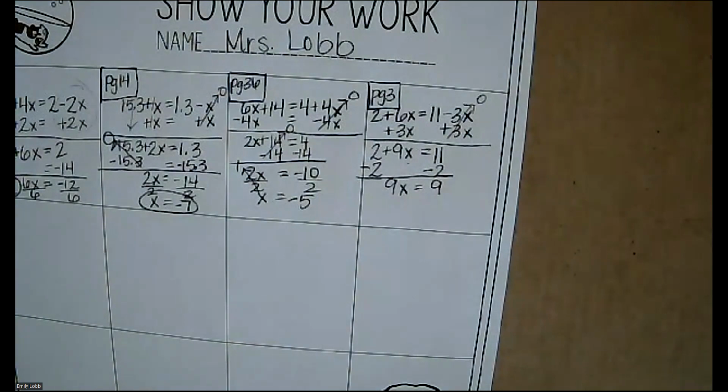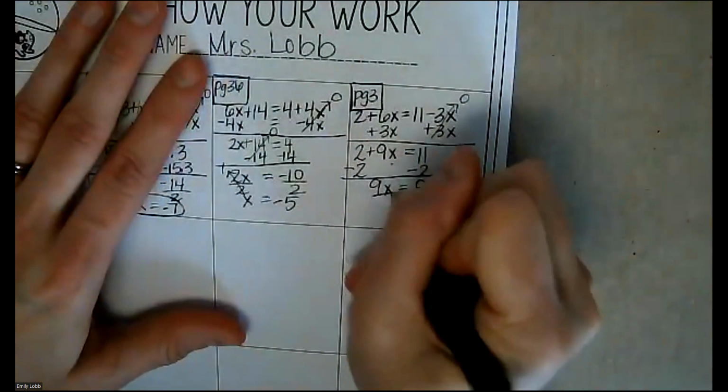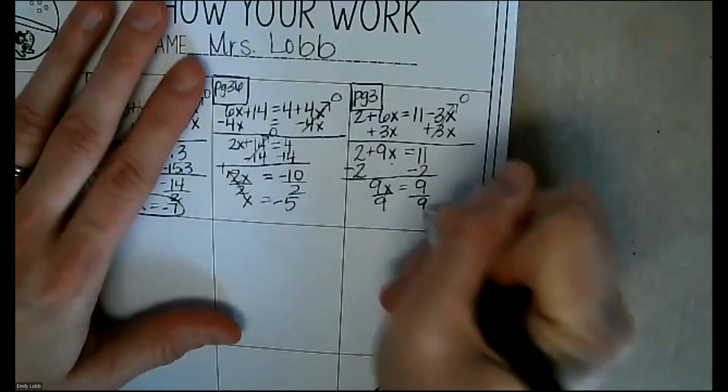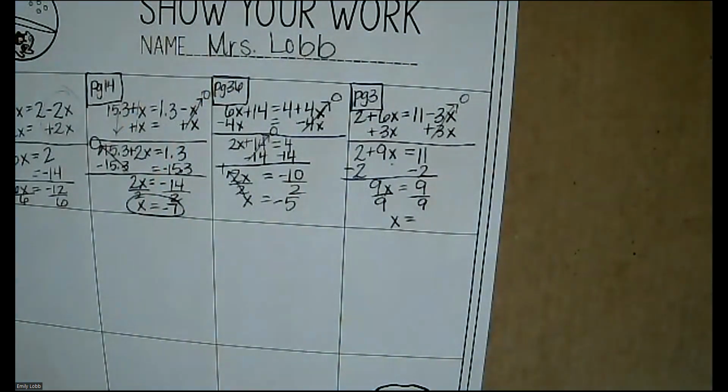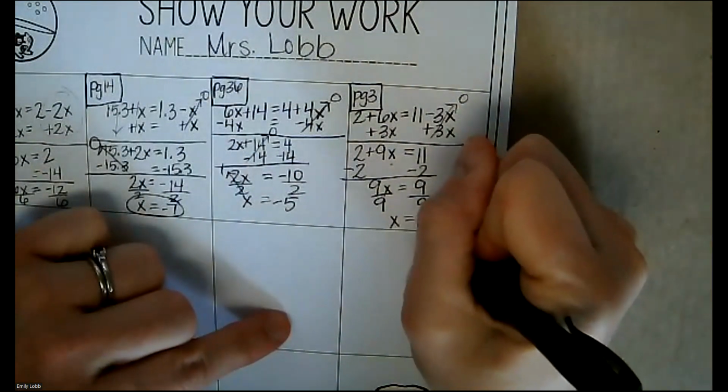Some of you guys freak out after this. You divide by 9 and you're like, x equals 0. What? No. Guys, when you divide something by itself, it becomes 1. 9 divided by 9 is 1.